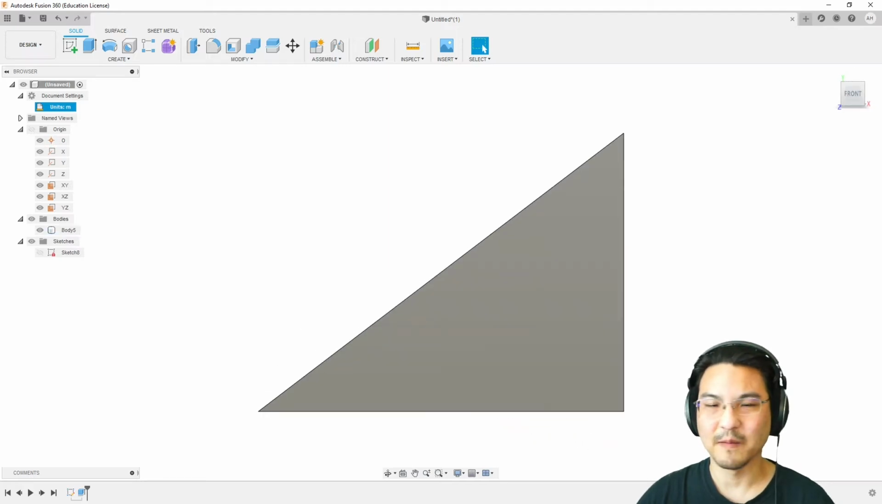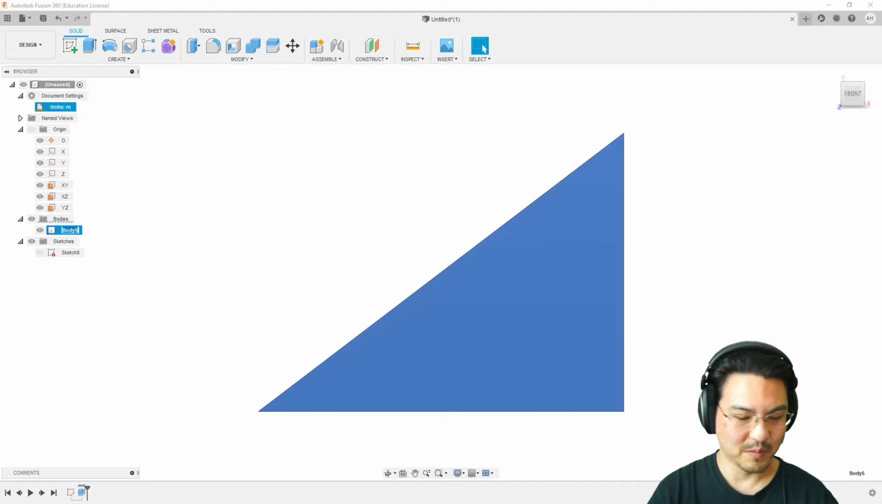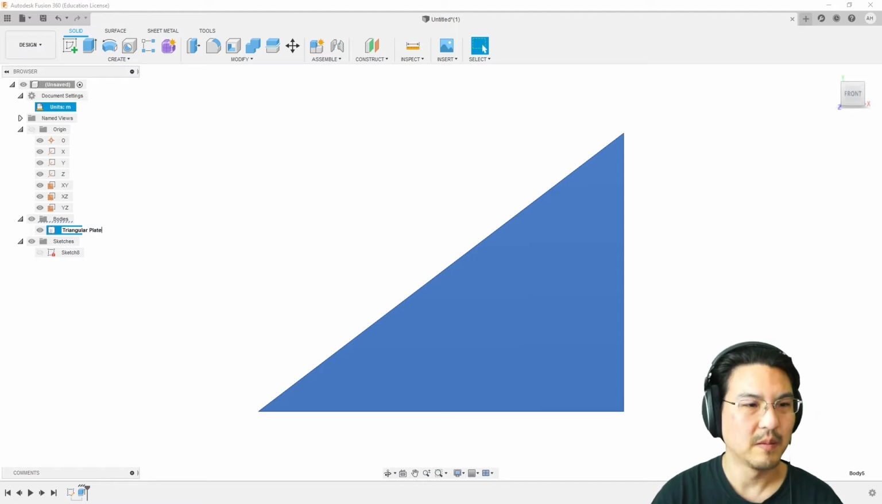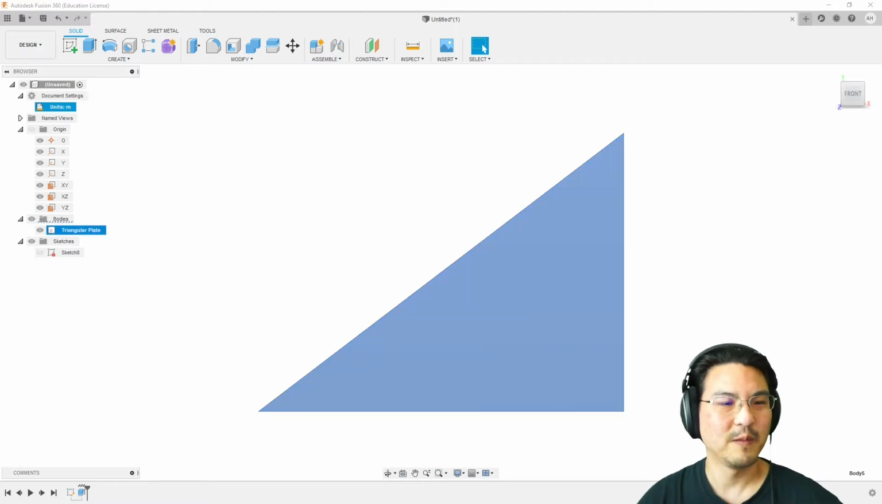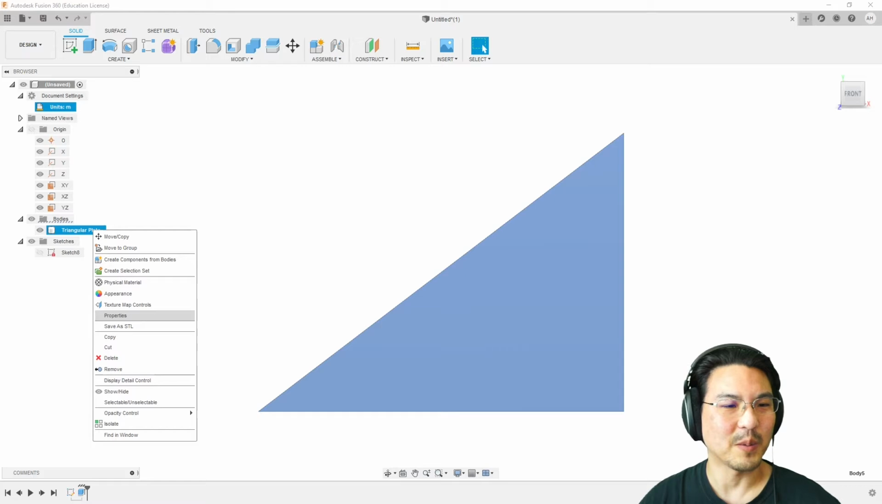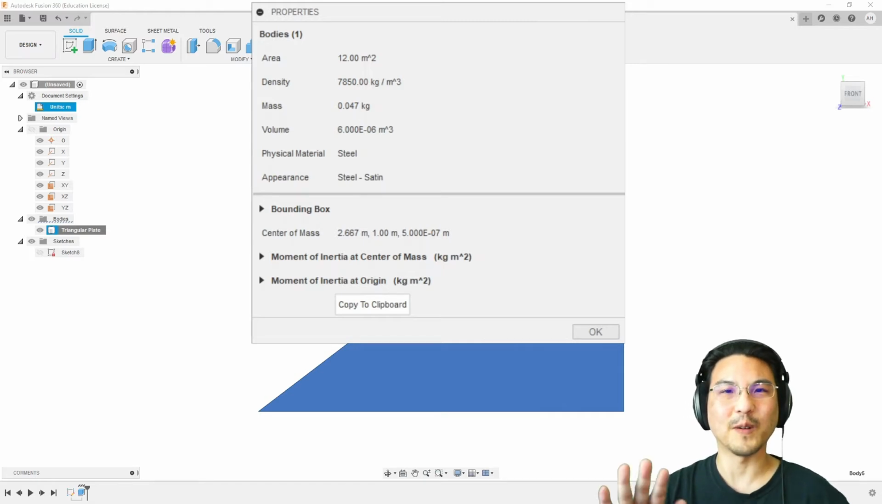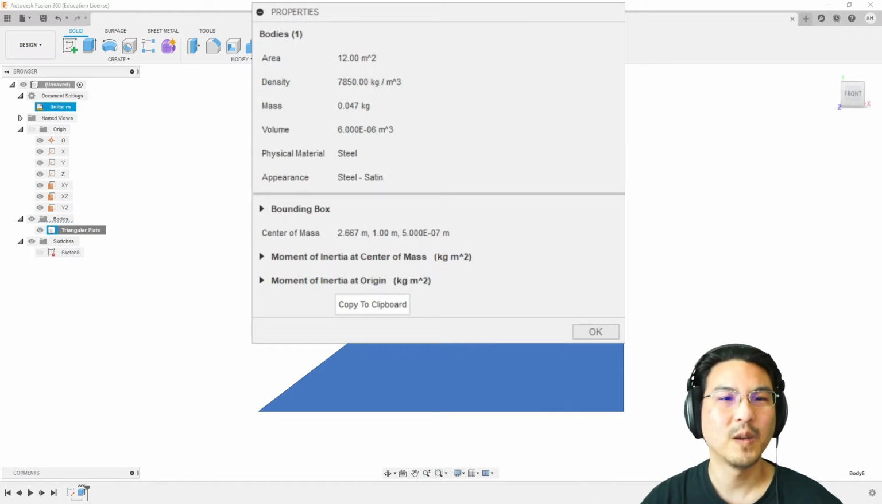All right, now if you go here, this is the body that got created. I'm just going to name it plate. Okay, triangular plate. If we right click, go to properties, it shows us the area. This is the total surface area, meaning the front, back, sides, everything. The density looks like this is steel, which was the default material.